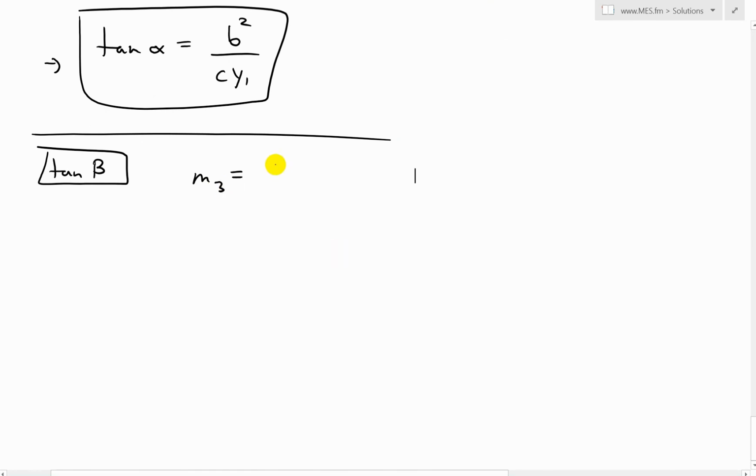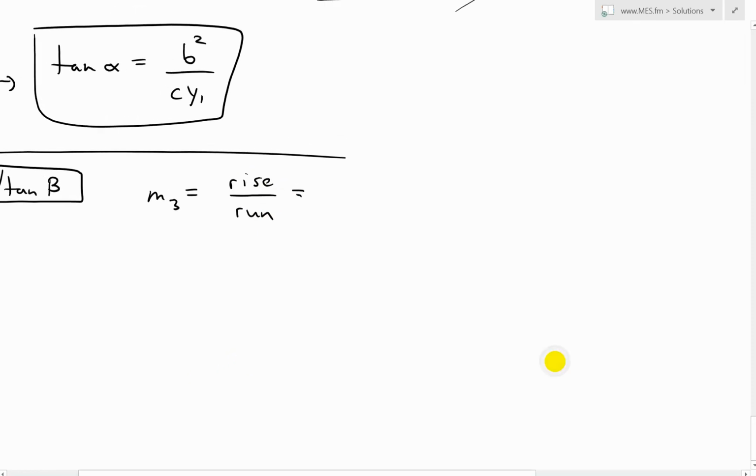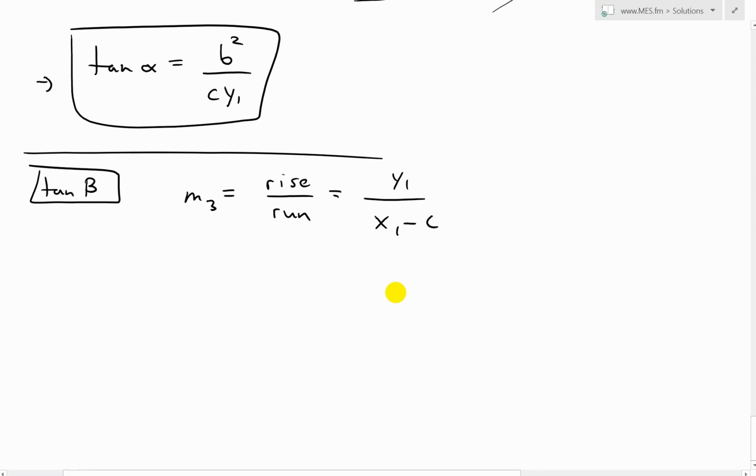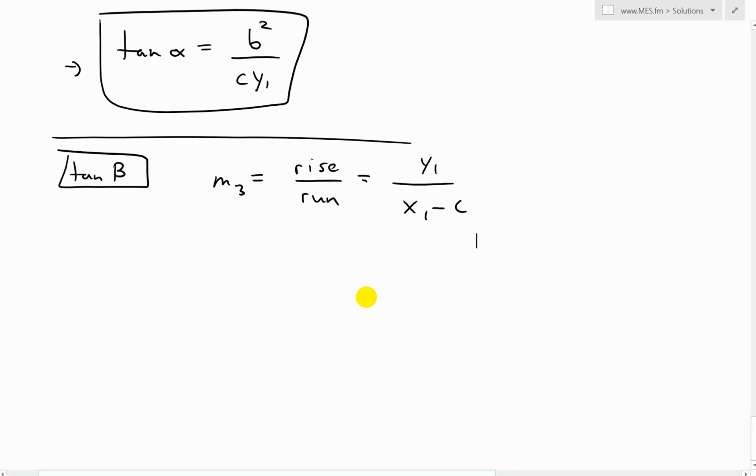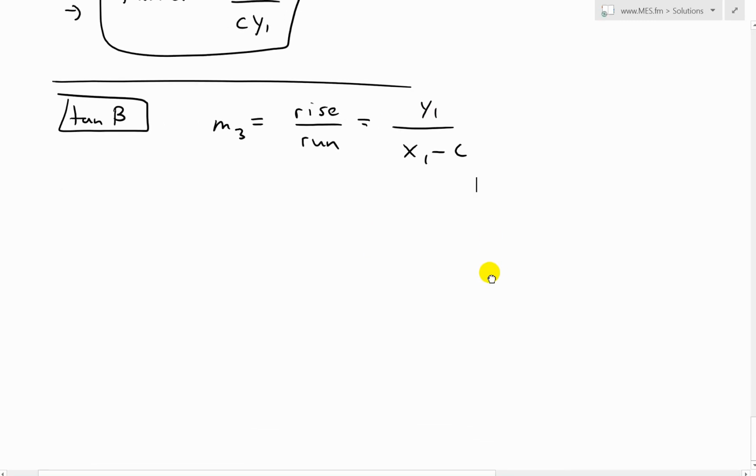Where m3, again, is just rise over run, because we have the triangle. Well, the rise is going to be y1 over x1 minus c. It's just a difference there. And again, it doesn't matter if we switch these around, use absolute value or the y1, because it's already descending, you can put a negative there, but all that will change is the signs in your end result. If you get them mixed up, it doesn't matter much. So just jump right in.